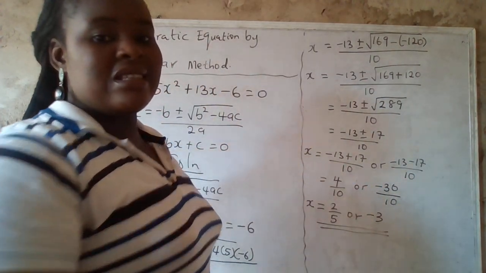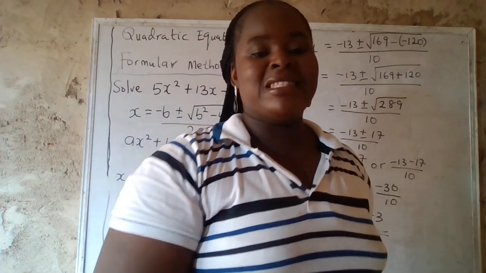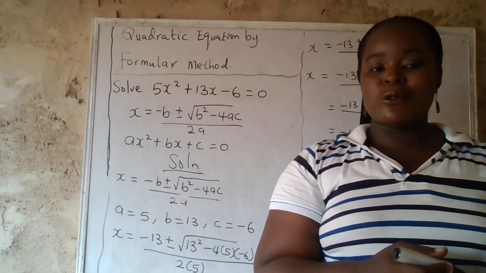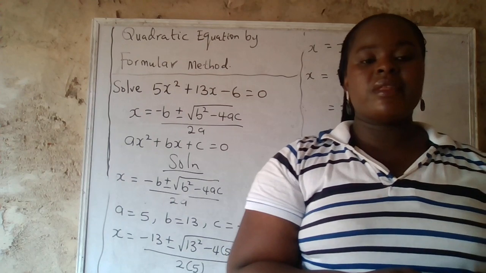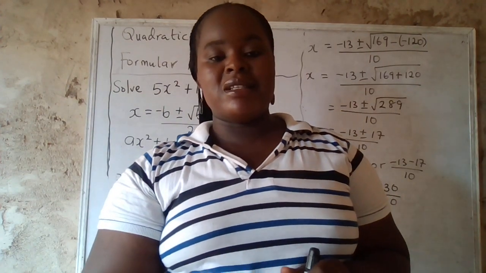This becomes easier, simpler than the completing the square method, but the root of it comes from the completing the square method.